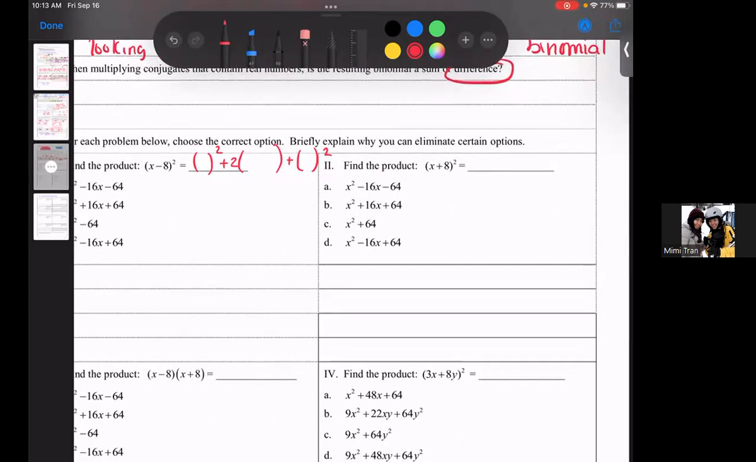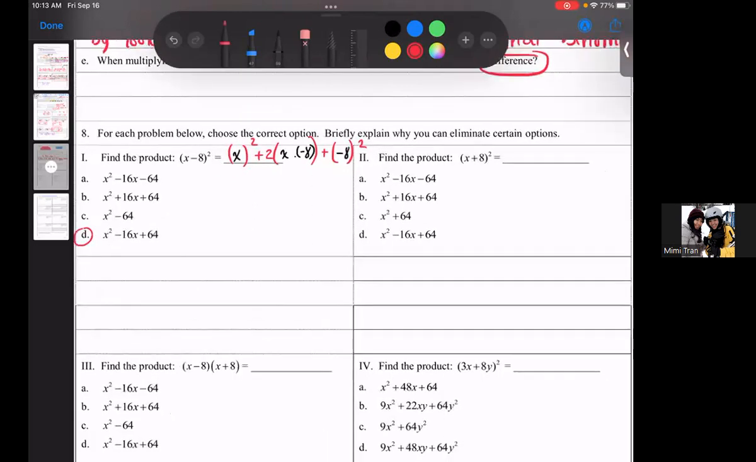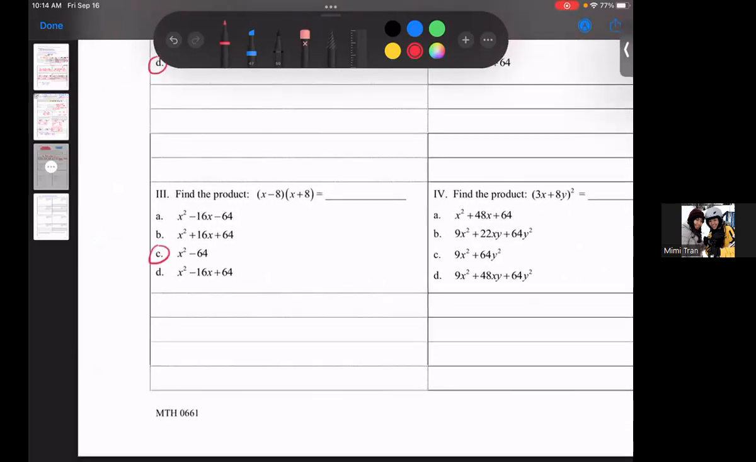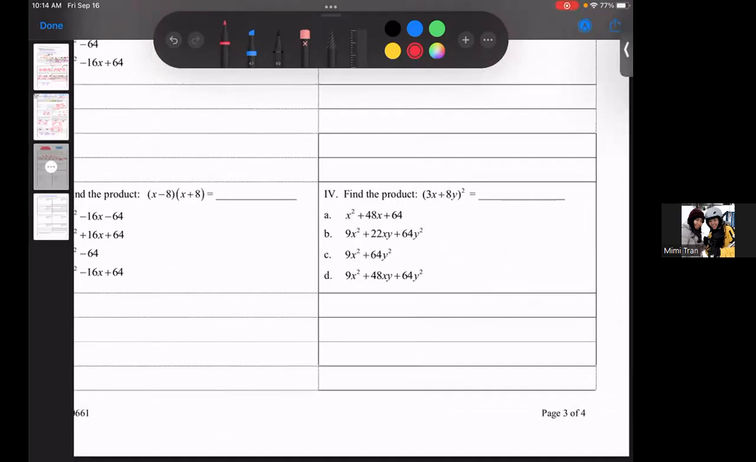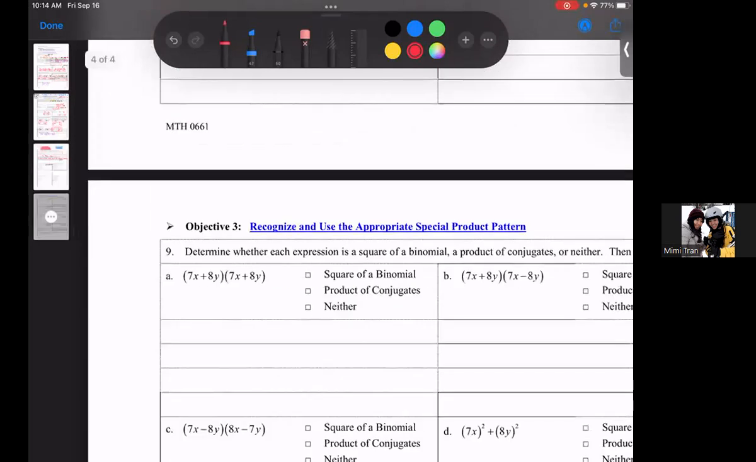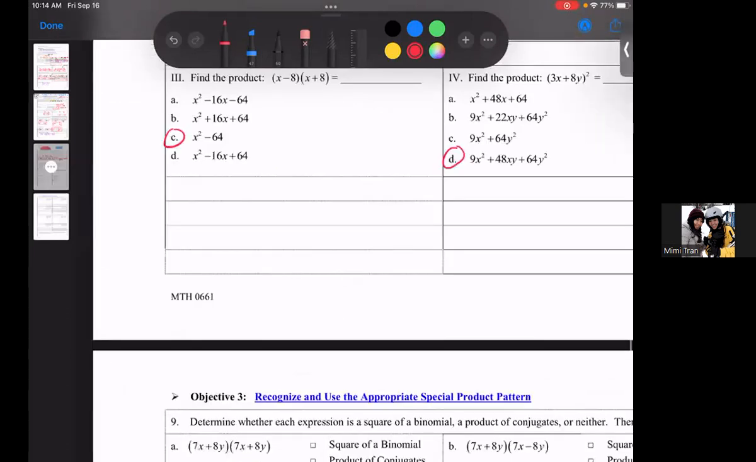Second one. Which one did you pick? So let me fill this out for you. What did I pick for the second one? Very good. B. 3. Thank you. 4. D. Very good. And then you're supposed to work it out. Actually, no, I don't want to do that.